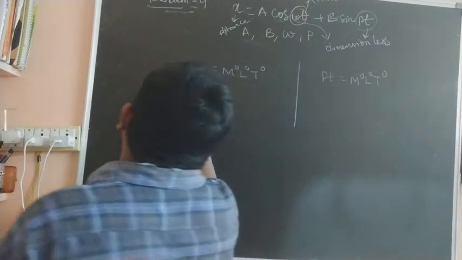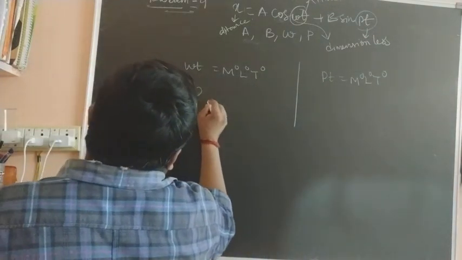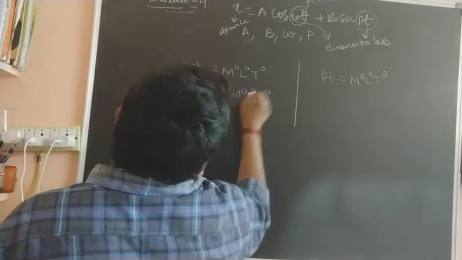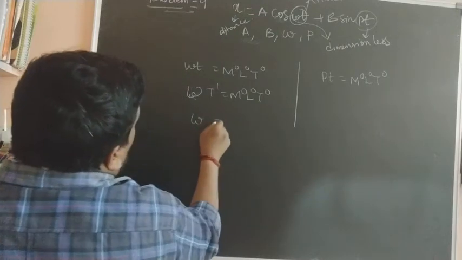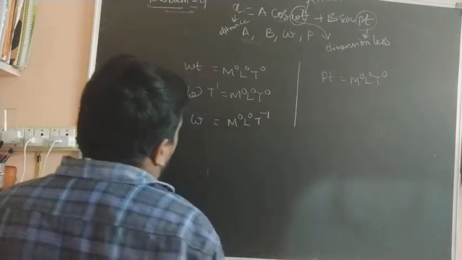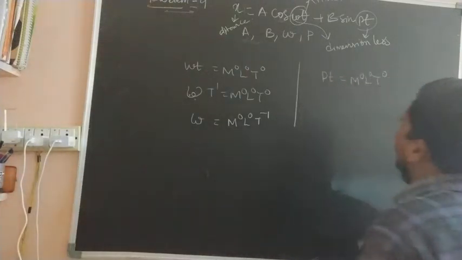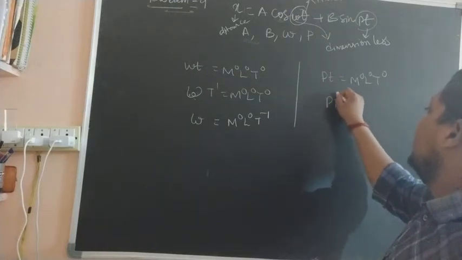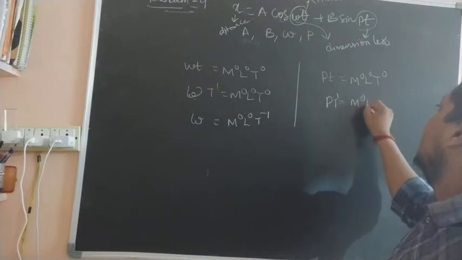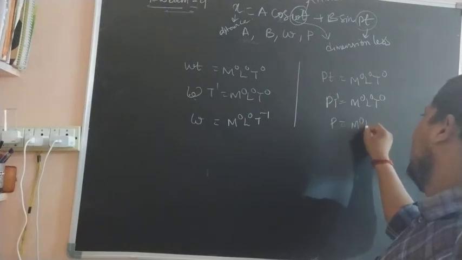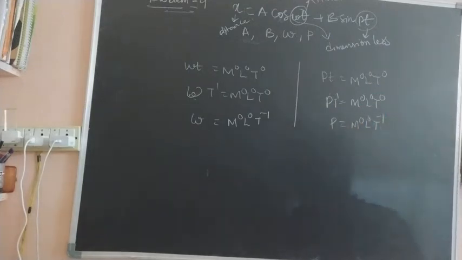Now we know that ω t^1 equals M^0 L^0 T^0. Omega equals M^0 L^0 T^-1. This will be the formula for omega. Right? Now p: p t^1 equals M^0 L^0 T^0. P equals M^0 L^0 T^-1 is the dimensional formula for p.